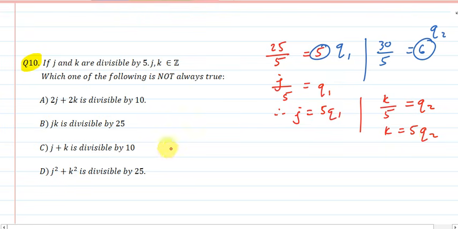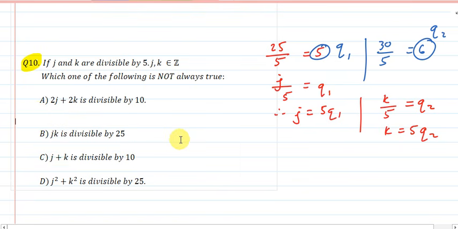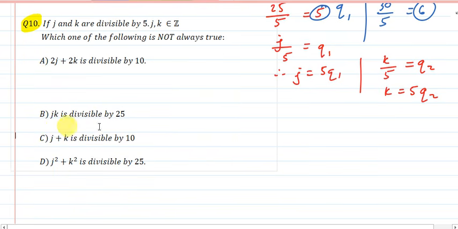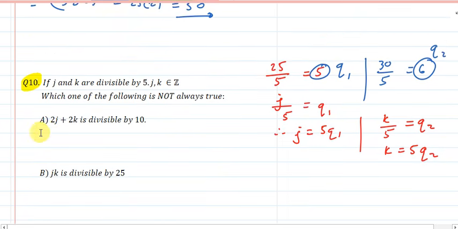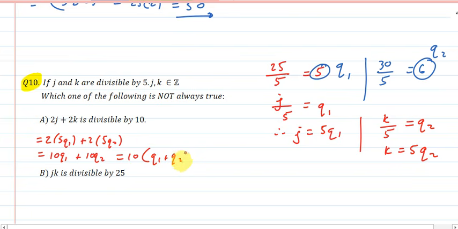Now we want to see if 2j plus 2k is divisible by 10. We want to check each one, which ones are true and which ones are false. So what is 2 times j? j is basically 5q1, so you're going to say 2 times 5q1 and 2 times 5q2. You're getting 10q1 plus 10q2. So you get a common factor, q1 plus q2. So this is clearly divisible by 10. We can divide this by 10 and the answer will just be q1 plus q2.